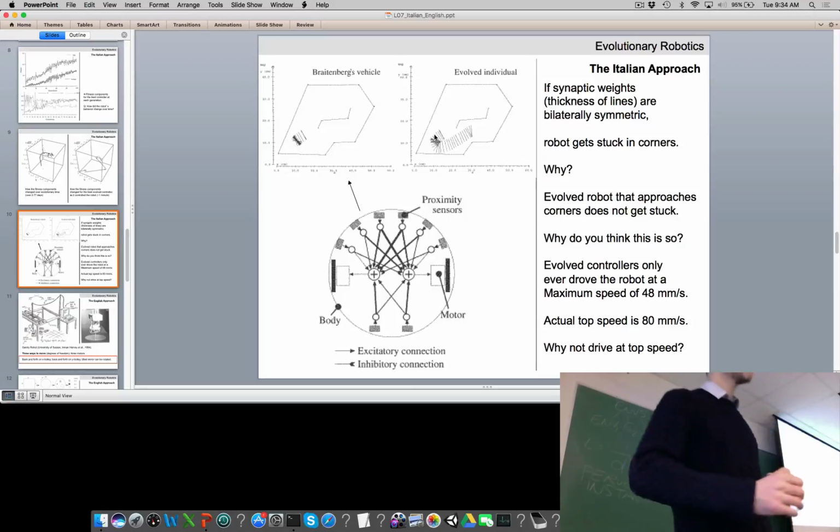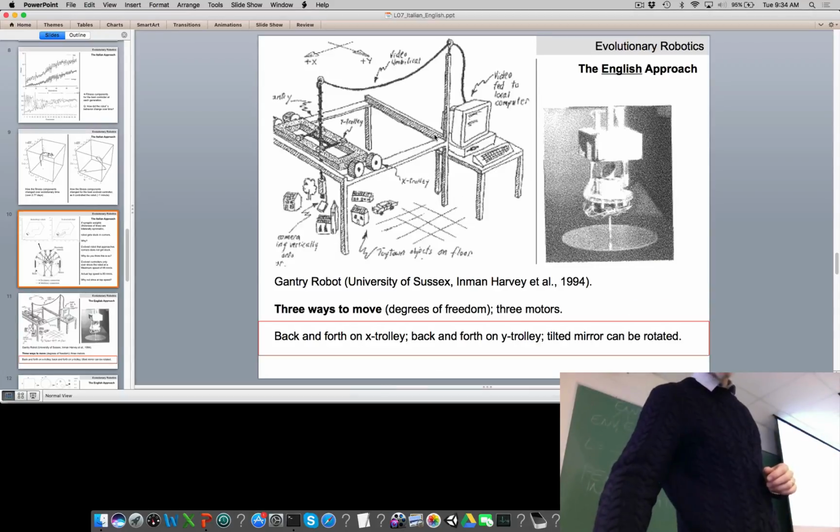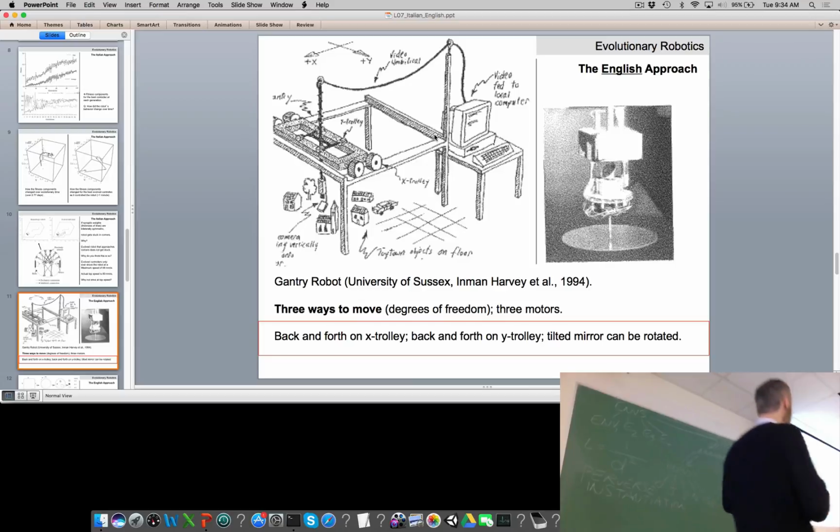Okay. Any other questions about the Khepera before we move on? Okay, we've got 10 minutes left, so let's see how far into the English approach we can go.